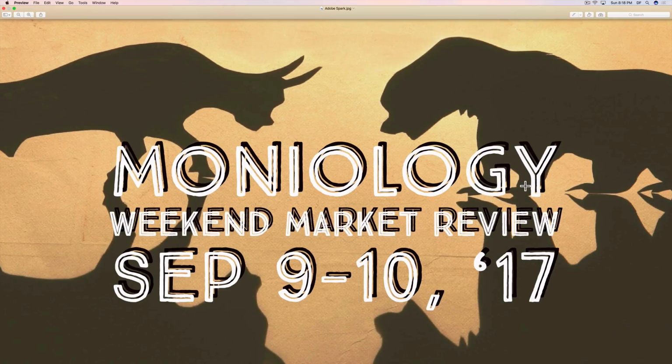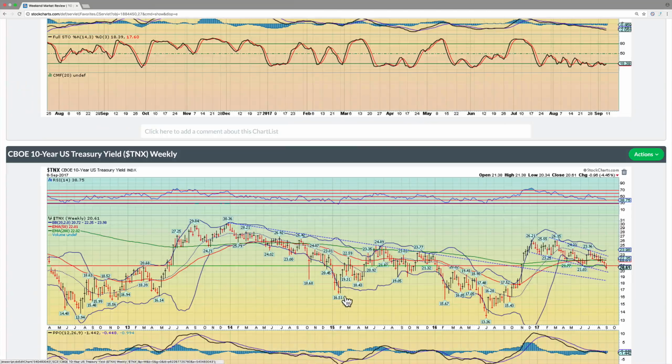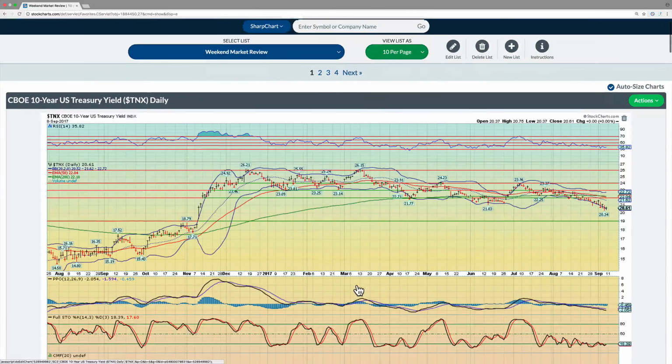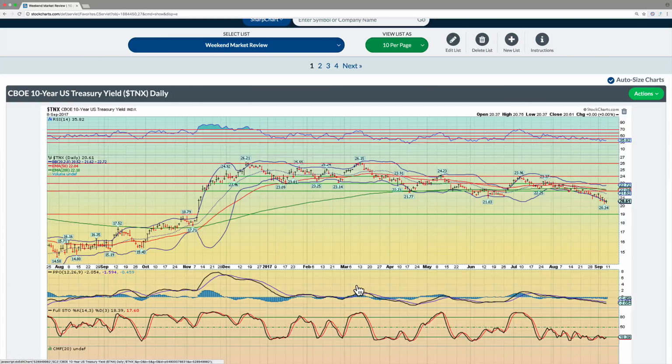Let's have a look at the charts. For those of you who are new to our charts, what we try to do is take a look at some of the major indices in the market, on a daily, weekly, and monthly time frame where relevant, to extrapolate what's going on in the market and what we can expect to see in the coming weeks and months ahead.